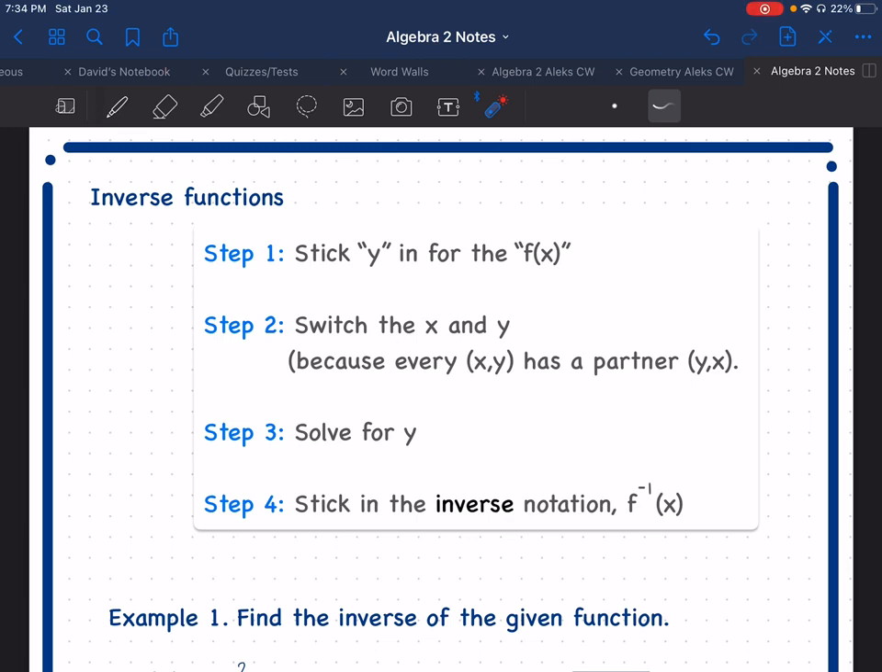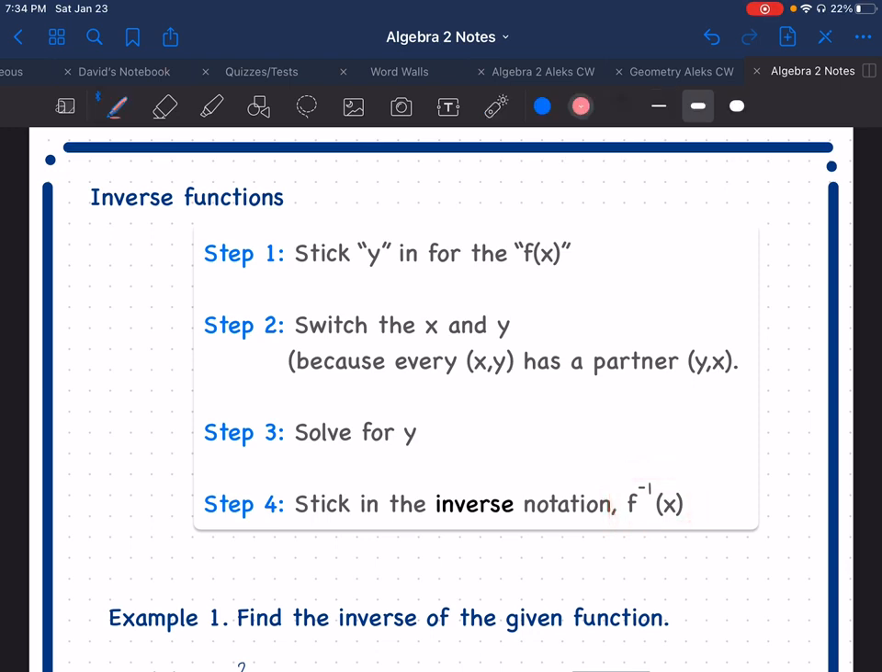If I have an equation, step 3, I need to solve for y. So I need to solve for my new y. I need to move everything and algebraically solve. And then I need to stick it within my inverse function notation, which is f to the negative 1 power of x. This is my inverse function notation.